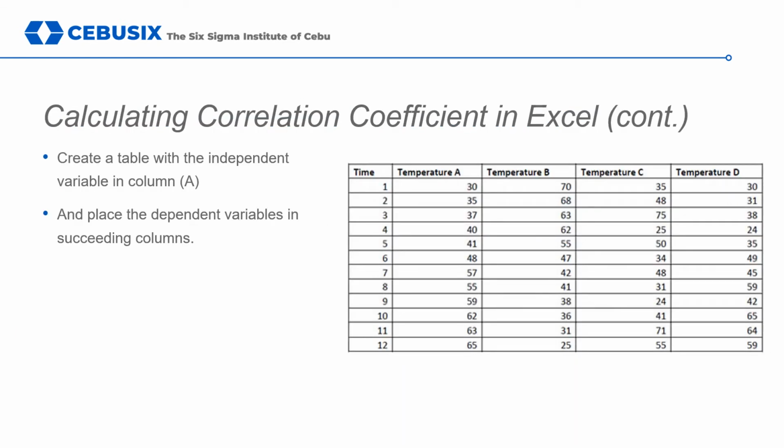In order to calculate the correlation coefficient in Excel, we need to create a table, and we can go ahead and use the example from the book. We will need to create a table with the independent variable, in this case time, in column A, and the dependent variables in the succeeding columns. Now there are several different ways that we can calculate the correlation coefficient in Excel. And the first way is to simply use the CORREL function in Excel. So, in this part of the example, we are going to compare the time with the temperatures A and C to see not only if there is correlation, but also see how strong that correlation is.